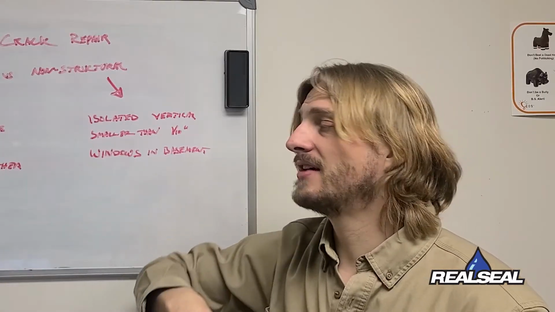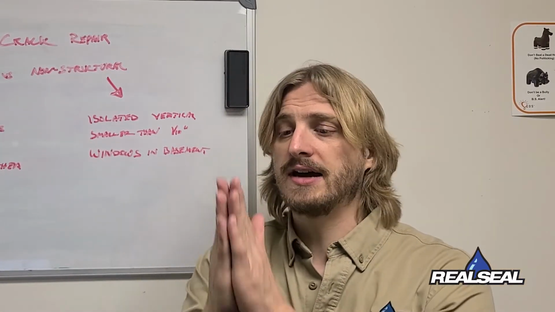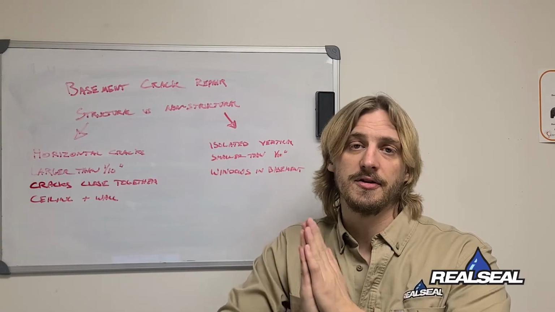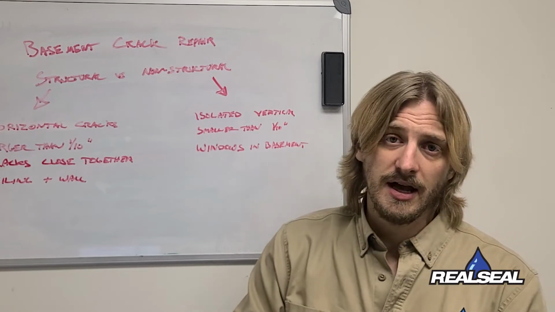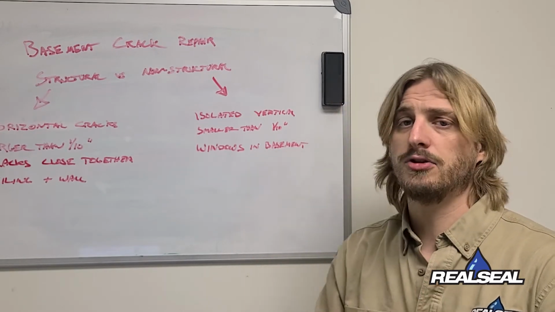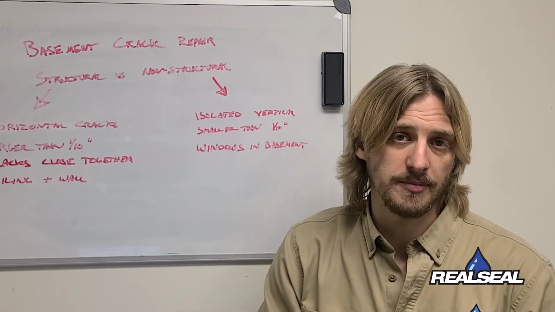Cracks that are larger than 1/10 of an inch, especially vertical cracks that show that they're wider at the top than they are at the bottom, are really indicative of cracks that are caused by settlement, and we use the push and helical piers in order to stop those settlement cracks.